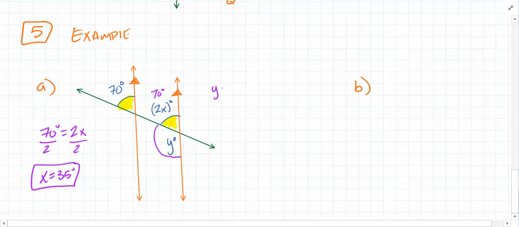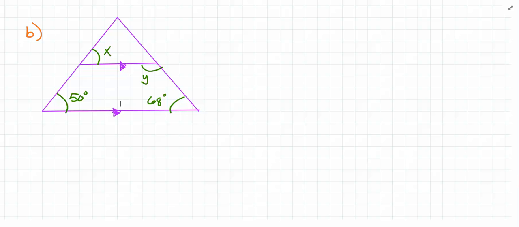All right, here we go. We have this picture in this example. Our goal is to solve for x and y. And what do we already know about it based on the picture? Two lines are parallel. The base of the triangle and the line in the middle of the triangle are parallel because the picture indicates it.